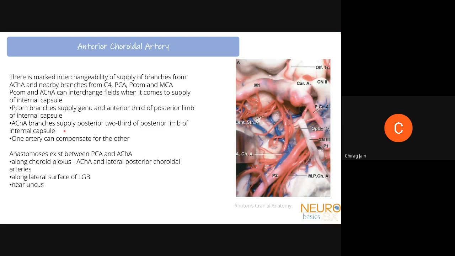An important thing to remember about anterior choroidal artery is what happens if it is occluded. There's a classic triad of anterior choroidal artery occlusion, which includes hemiplegia, hemianesthesia, and hemianopsia. The hemiplegia and the hemianesthesia, as we know, happen because of involvement of the internal capsule. We know that the posterior two-thirds of the internal capsule will get infarcted because of lack of blood supply.